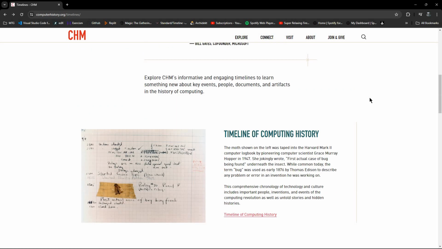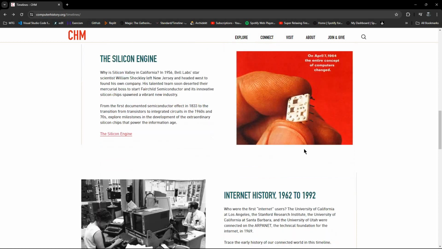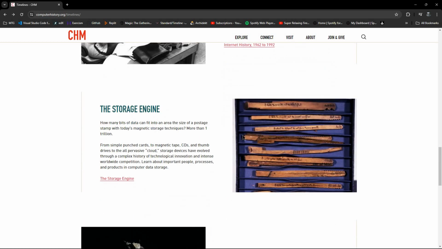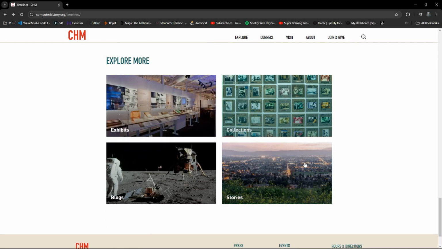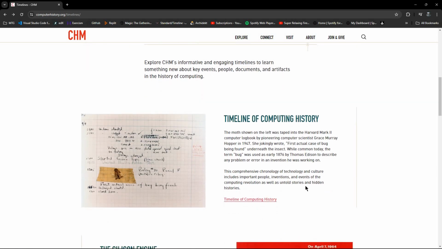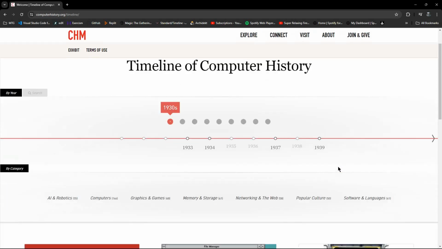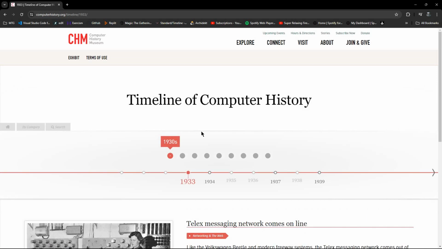And they have a number of different timelines: the timeline of computing history, the Silicon Engine, Internet history, storage engine, this day in history, and other things you can explore, like the exhibits, the collections, the blogs and the stories. But I was most interested in this one, the timeline of computing history, because it gives like nice, succinct timeline entries.